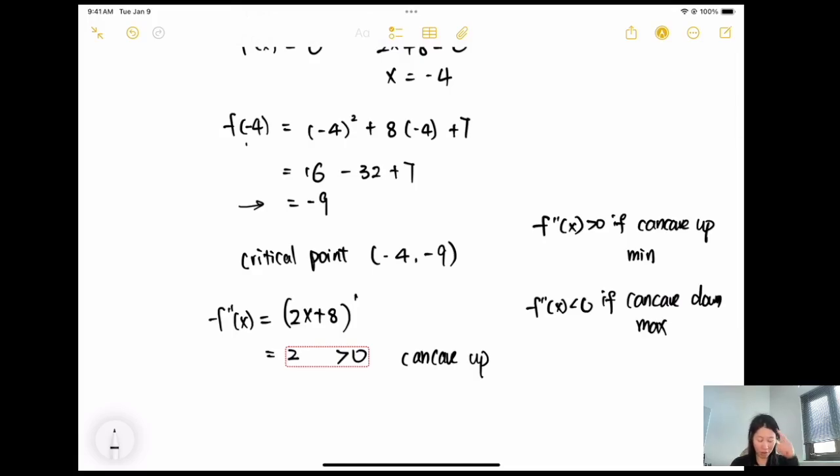So that means if it's concave up, it looks like a bowl, like a U. That means we have a minimum. So that means at the critical point -4, -9, we got a minimum.